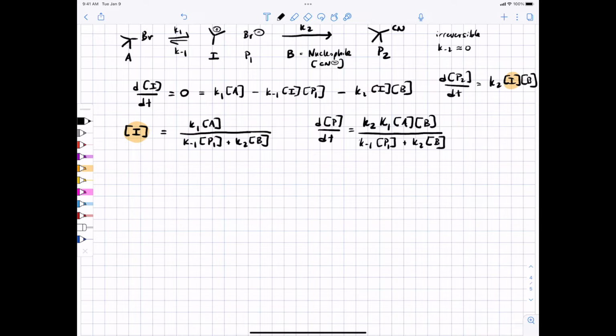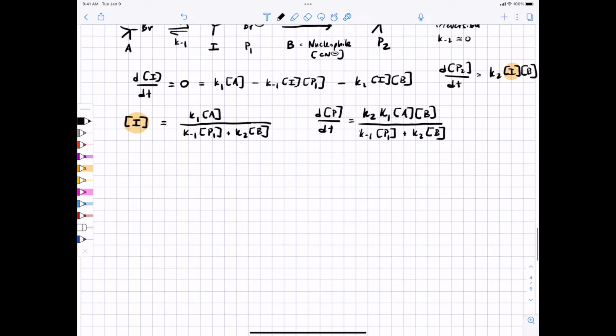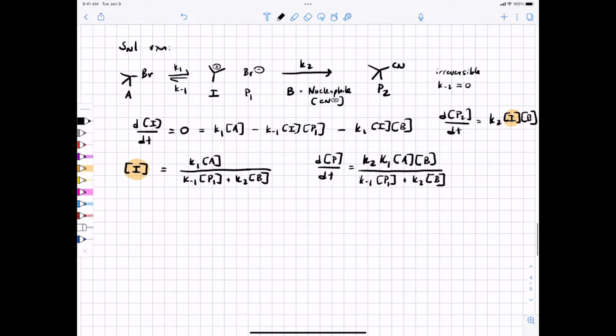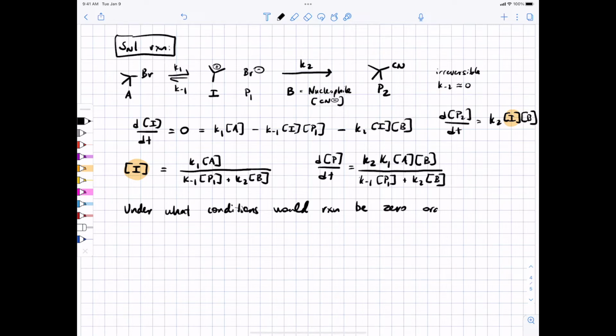All right, so there are a couple of interesting features of this SN1 reaction. Let's ask the question, under what conditions would the reaction be zero order in B?